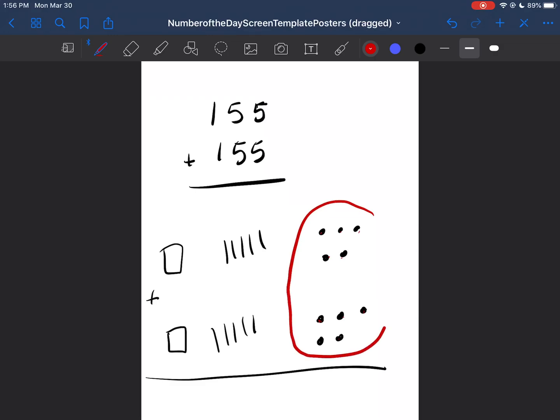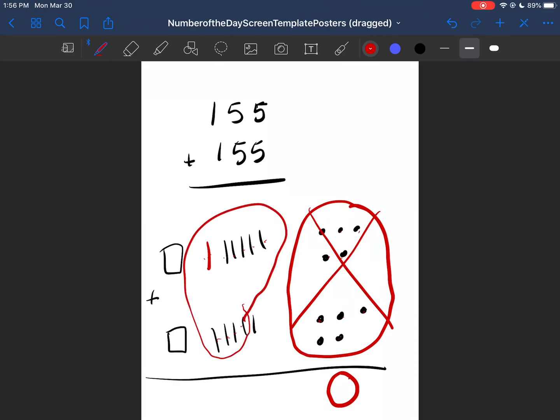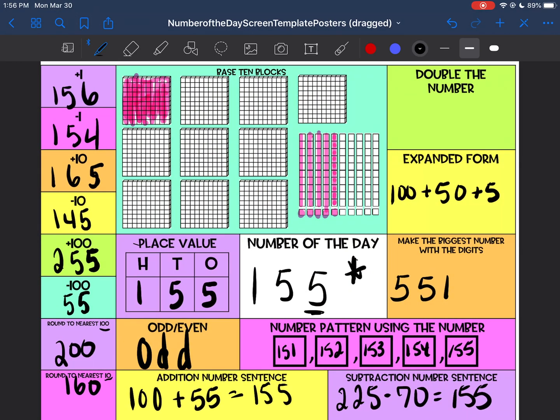I stop, I circle, and I have to regroup because I know that 10 ones make a 10. I'm left with 0 ones. Now I'm going to count my tens. 1, 2, 3, 4, 5, 6, 7, 8, 9, 10. I'm going to stop real quick, circle, regroup because 10 tens make 100, and I'm left with 1. 1, 2, 3, 300s. So 155 doubled is 310.